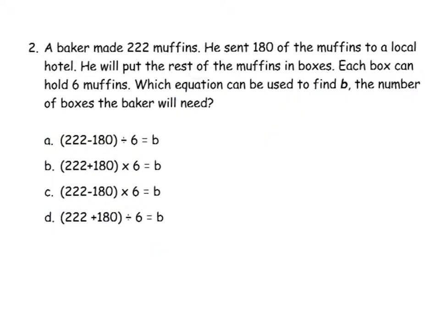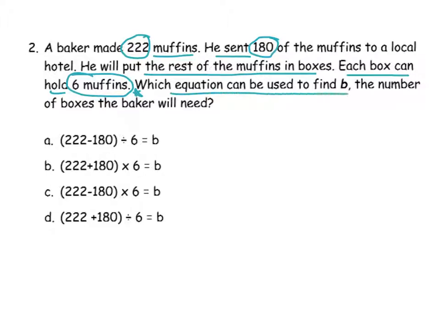Let's take a look at number 2. It says a baker made 222 muffins. He sent 180 of the muffins to a local hotel. He put the rest of the muffins in boxes. Each box can hold 6 muffins. Which equation can be used to find B, the number of boxes the baker will need? So here we have multiple choice, but I'm going to pretend that it's not there, and I'm going to solve the equation on my own.